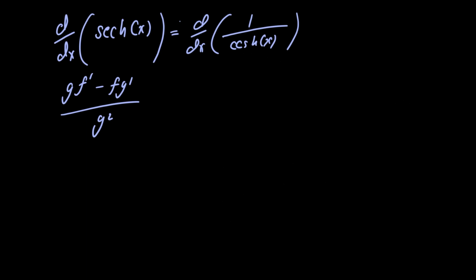So we're going to have g multiplied by the derivative of f. The derivative of 1 is just 0, so we're just going to have 0 here, minus 1 multiplied by the derivative of hyperbolic cosine of x, which is just hyperbolic sine of x. And this is going to be divided by g squared, which is just hyperbolic cosine of x squared.